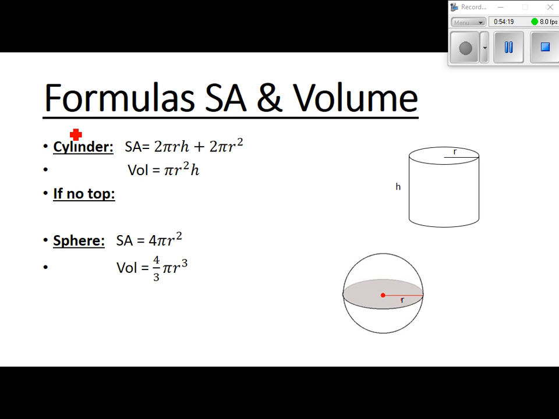First thing on a sphere, on this one right here, you might want to change this, and instead of having it written this way, you might want to change it to this. 4 times pi times radius cubed, that means r times r times r, 3 times, divided by 3. That might be an easier way to put it into your calculator.